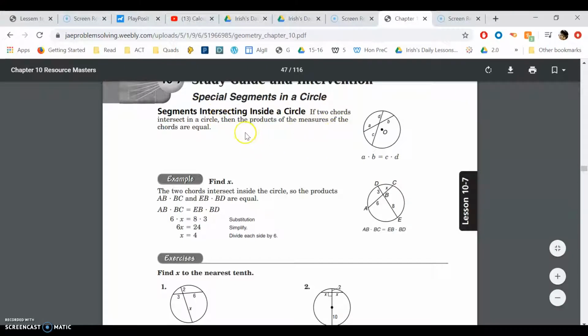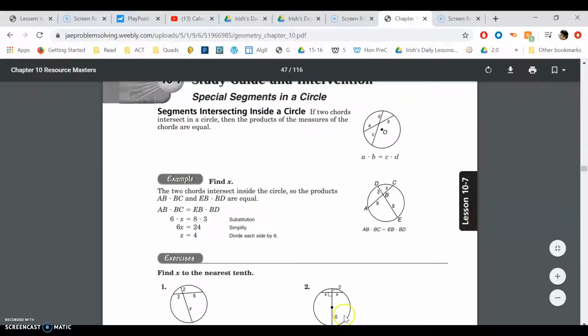If two chords intersect a circle, so here's a chord, it doesn't go through the center. And this other chord, A and B, that's another chord. If they intersect, the products of the measures of the chords are equal. So that means you need to multiply them together. So A times B equals C times D. It's funny how that works.